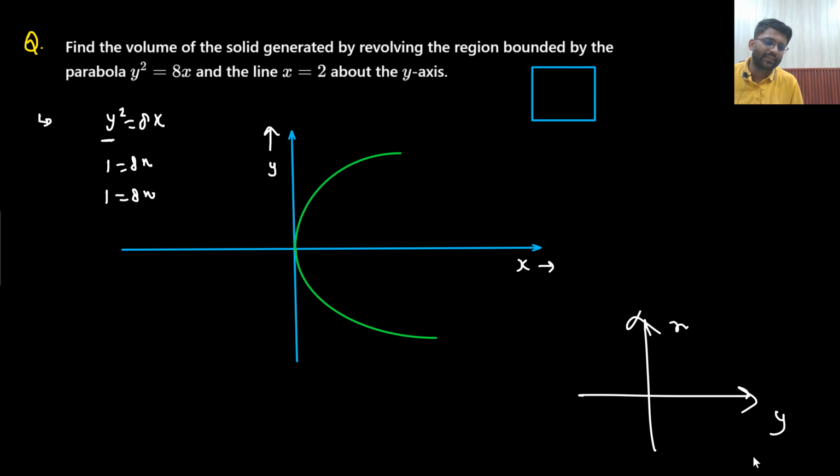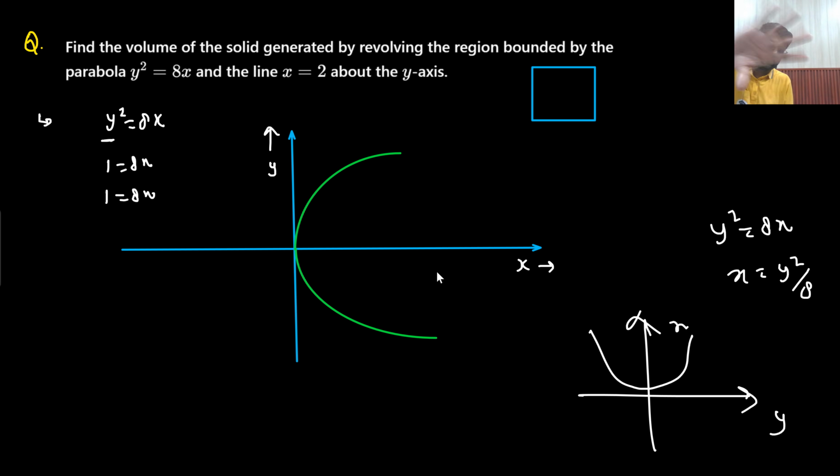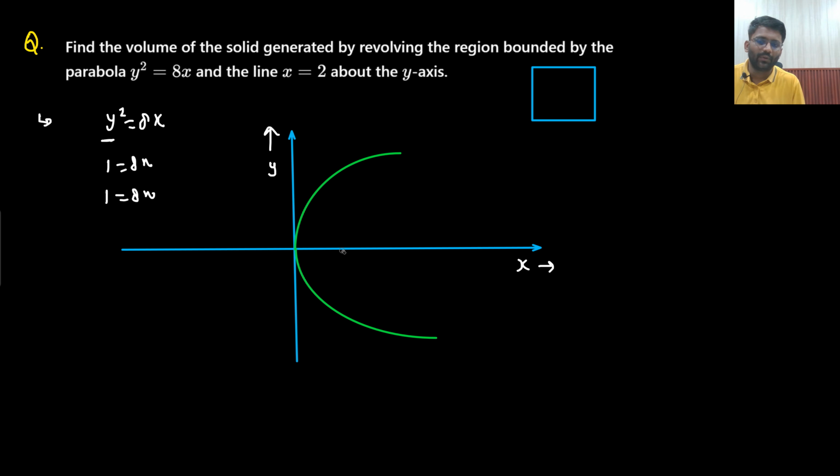This is your y-axis, this is your x-axis. Then what will your graph be? Y square equals 8x, or you can write x equals y square by 8. So this will be the graph. Just the opposite graph, in this manner, we need to make. I hope you know how to draw this parabola, y square equals 8x.